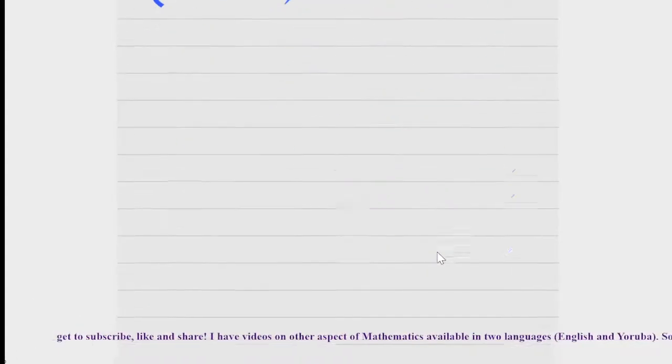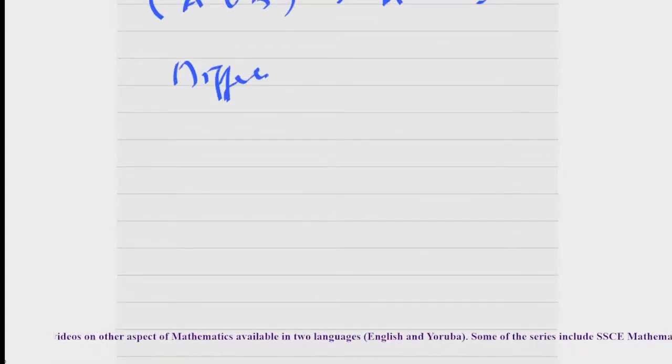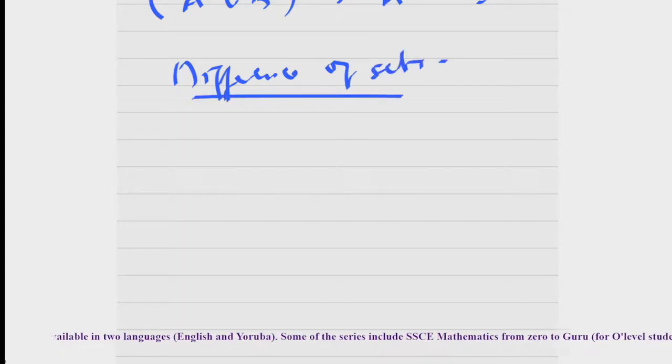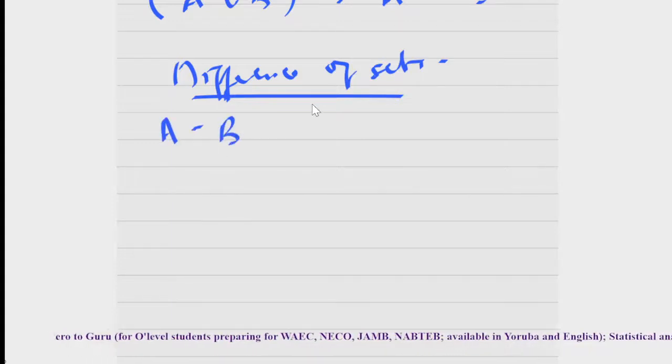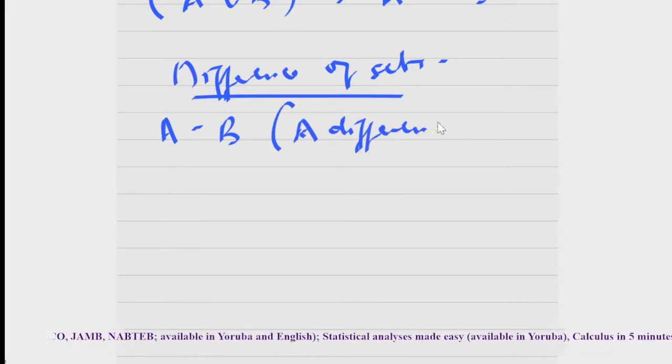Okay, but before I end this video, let me describe what difference of a set is. One of the terms we use as well, difference of set. You understand? So what is difference of set? The difference of two sets A and B, denoted by A minus B, your usual subtraction. So that is A difference B. You can write this as A minus B too.